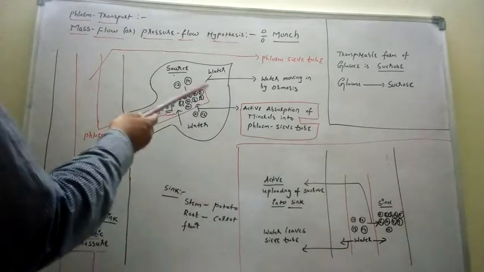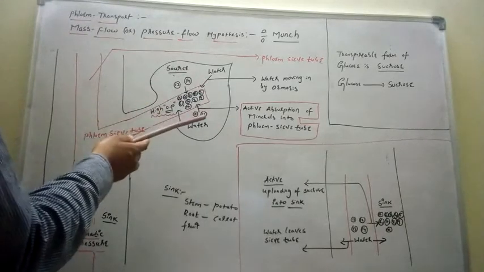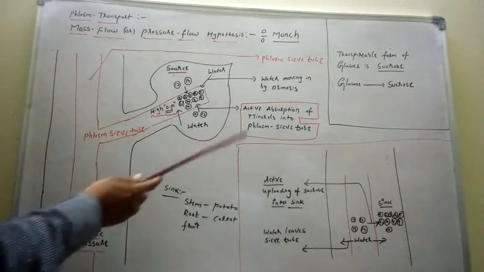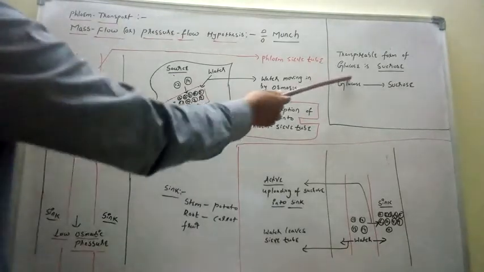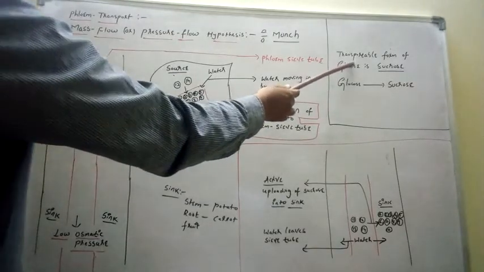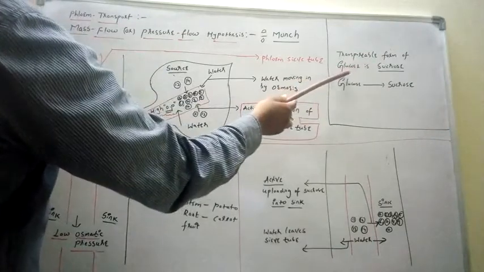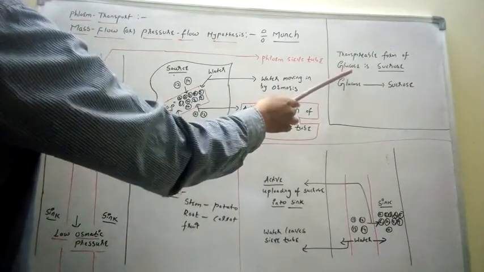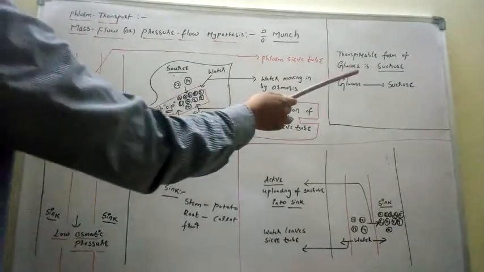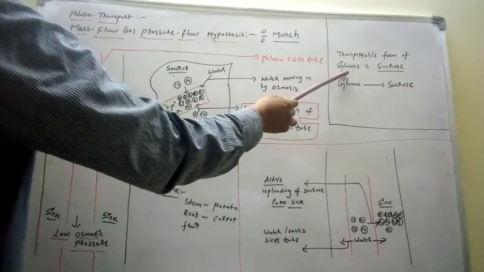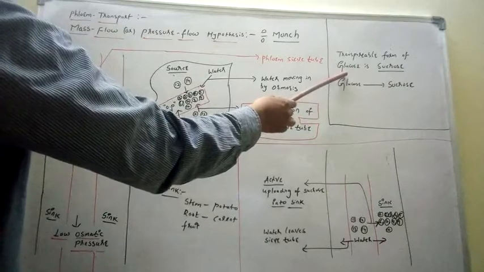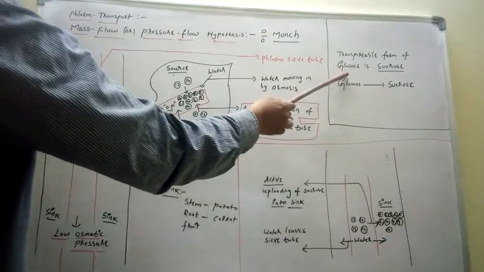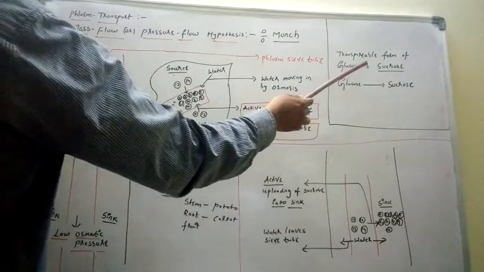Now, the food material is prepared in the leaf by photosynthesis. The food material prepared is glucose. Now, the transportable form of glucose is sucrose. The glucose itself cannot be transported through phloem. So, glucose is prepared by photosynthesis, but this glucose is not the transportable form of substance. The transportable form of food material in plants is sucrose.